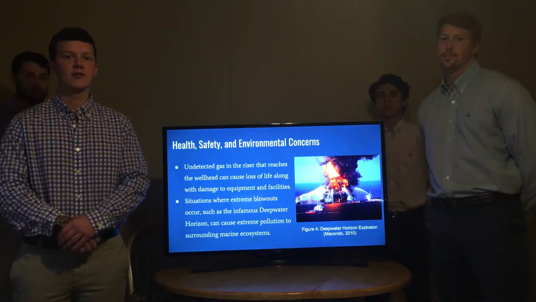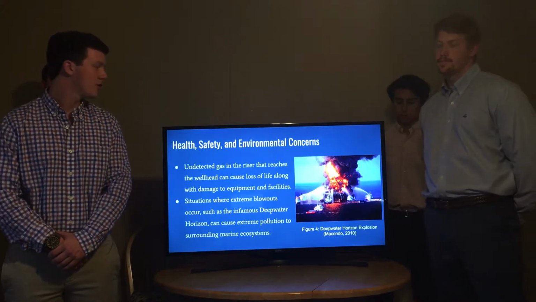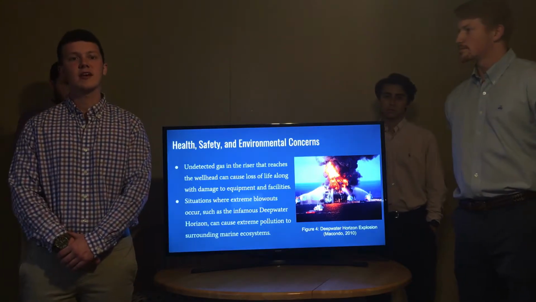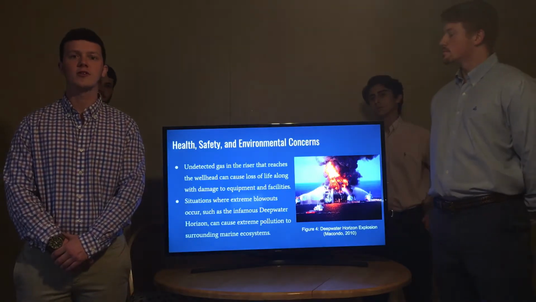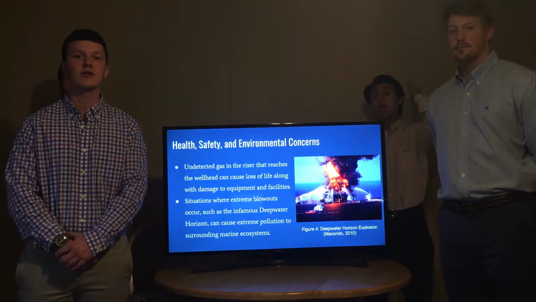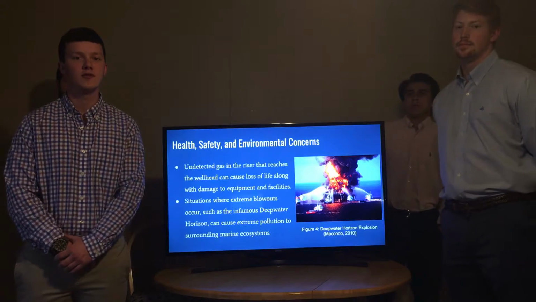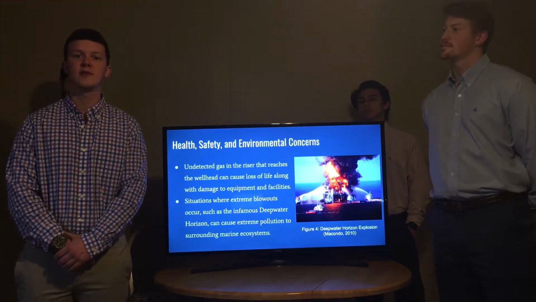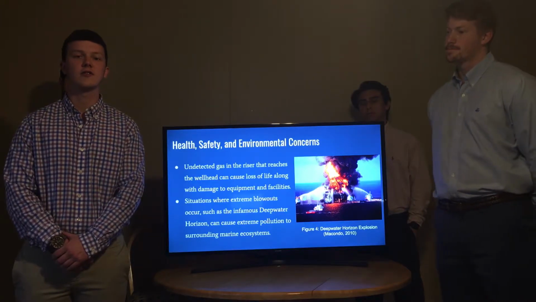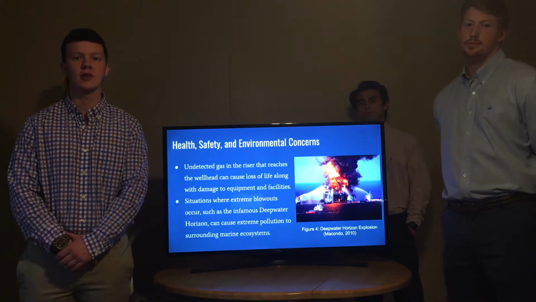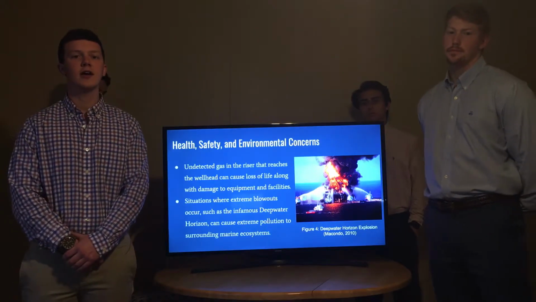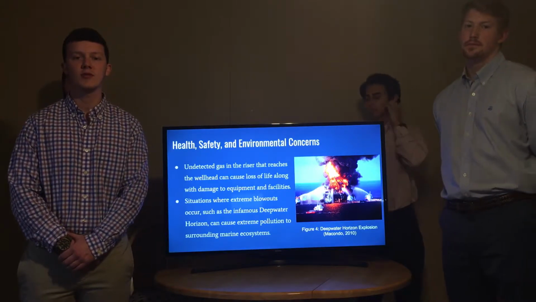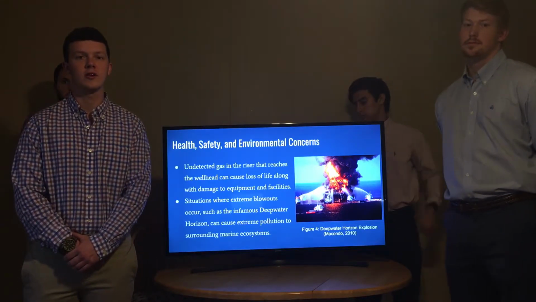Uncontrolled gas in the riser that reaches the wellhead can result in major health and safety concerns. Once gas is exposed to the atmosphere, there is a good chance of ignition which can result in loss of life as well as damage to equipment and facilities. Situations where extreme blowouts occur, such as the infamous Deepwater Horizon, can cause extreme pollution to surrounding marine ecosystems. Deepwater Horizon's cleanup involved over 30,000 responders to reverse the harm done to the Gulf of Mexico.